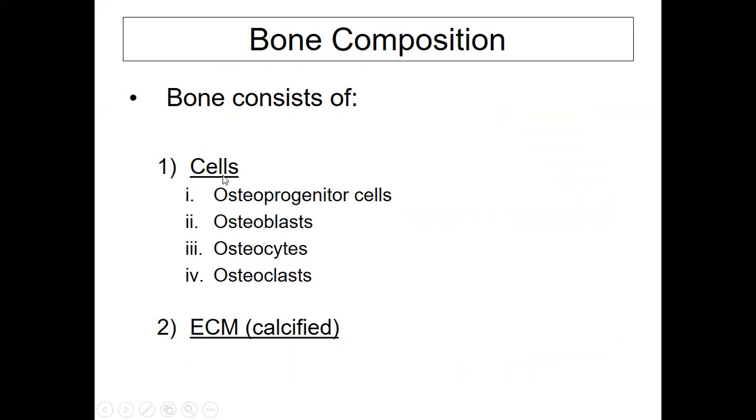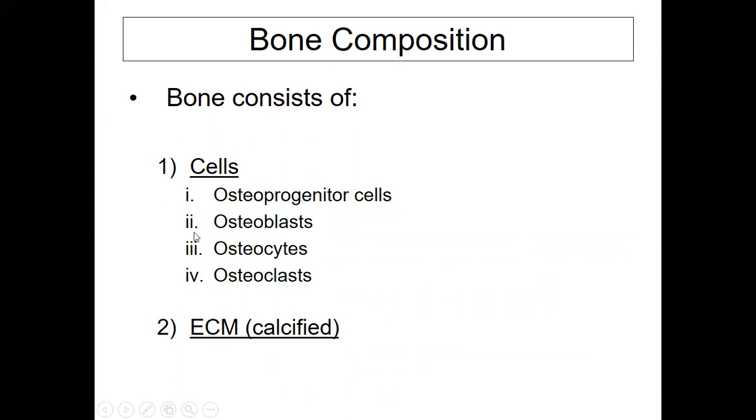So cells. What are the cellular components that we have in the bone? There are four types of cells present: the osteoprogenitor cells, the osteoblasts, the osteocytes, and also the osteoclasts. These are the four different cell types present in the bone.